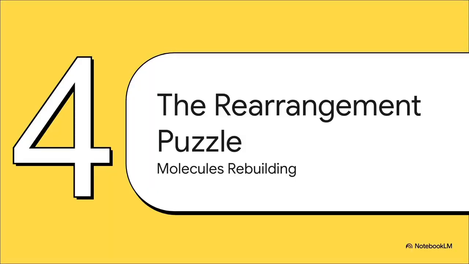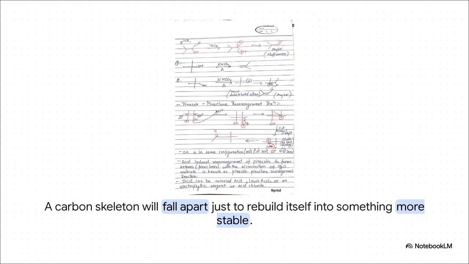All right, for our final topic, we're going to venture into one of the most fascinating and kind of weird corners of organic chemistry, the rearrangement puzzle. This is where molecules literally decide to just rebuild themselves. Just take a look at this transformation. On the left, you've got a molecule with two alcohol groups right next to each other, and on the right, you have a ketone. Now, the incredible part isn't just that the functional group changed, it's that the entire carbon skeleton has been rebuilt. The molecule has literally broken itself apart just to put itself back together in a more stable structure. This absolutely amazing process is called the Pinacol rearrangement.